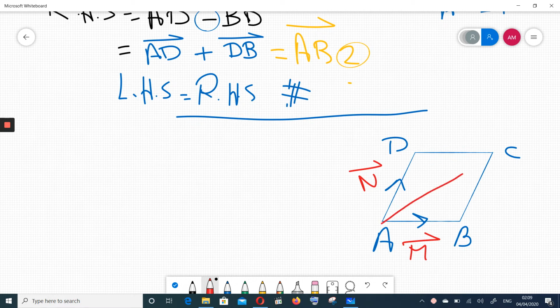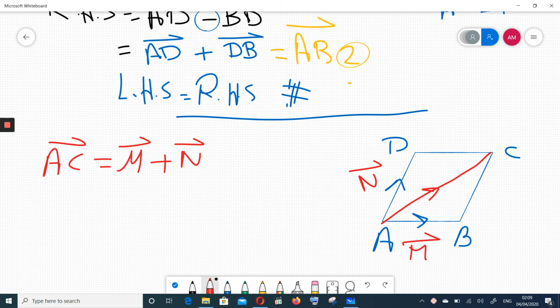What about this diagonal AC? We are going to say the vector of AC is going to be vector M plus vector N. How come? Looking here, as we said, by the properties of a parallelogram, each two opposite sides are parallel and equal in length. It means AD is going to be equal to BC, and both of them go in the same direction. It means now, AB plus BC is going to be AC, that's right.